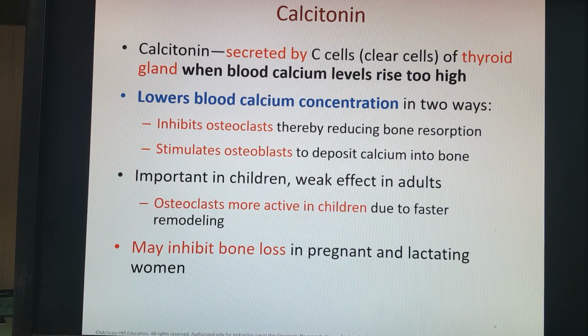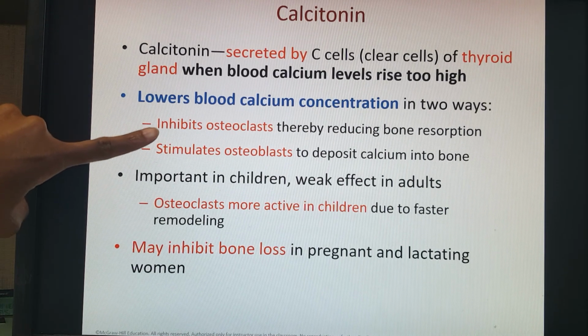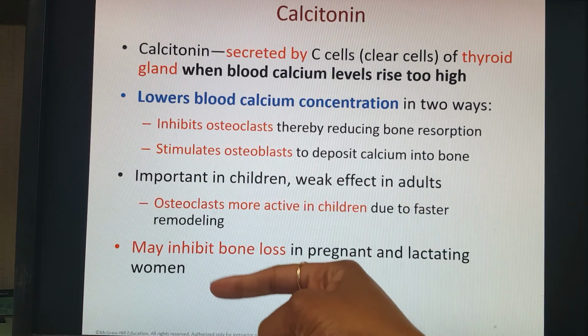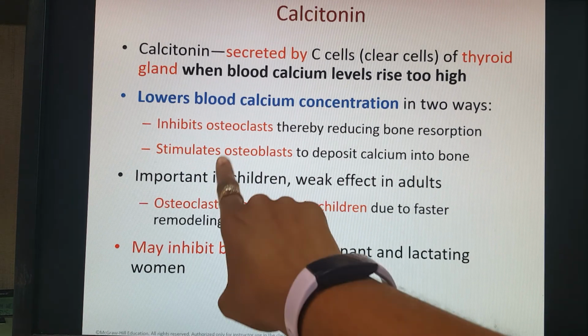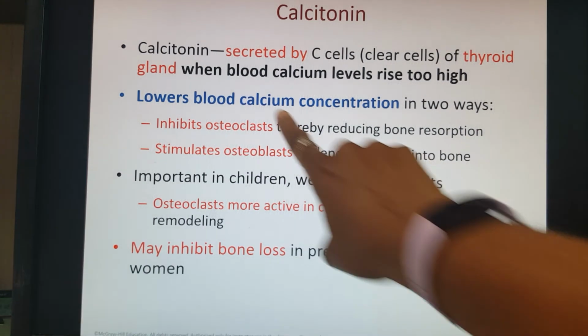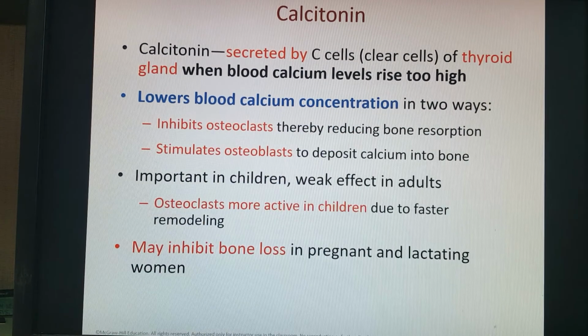Okay, next one, calcitonin. So this is from your thyroid gland. It's going to lower blood calcium level by inhibiting your osteoclasts, so less bone resorption, so less removing of bone and putting it into your bloodstream. It's going to stimulate your osteoblasts, so more bone building, more collagen production that gets mineralized.